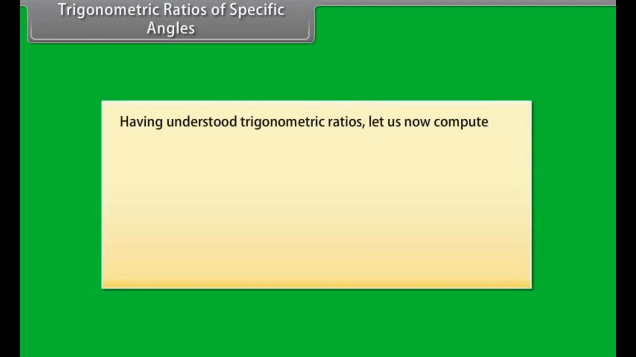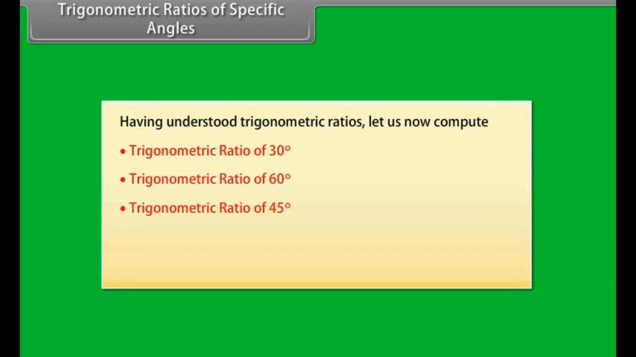Having understood trigonometric ratios, let us now compute the trigonometric ratios of 30 degree, 60 degree, 45 degree, 0 degree, and 90 degree. Trigonometric ratio of 30 degree.